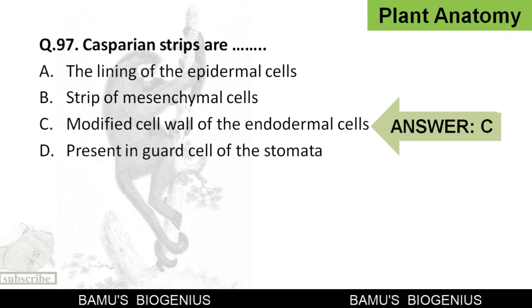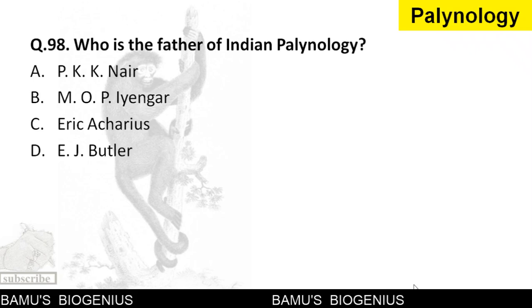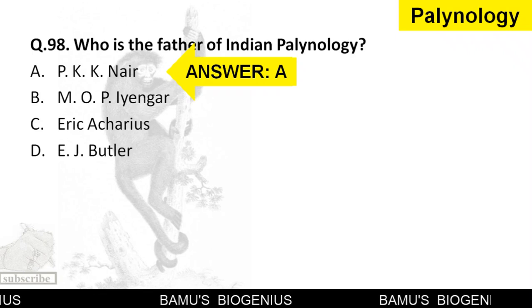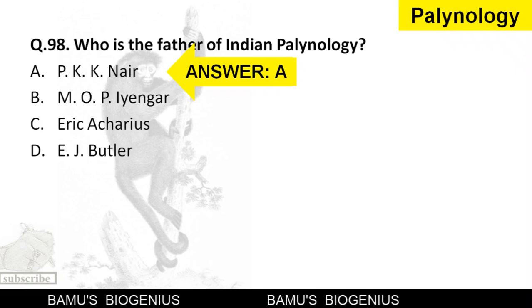And now the question number 98. Who is the father of Indian palynology? A. P.K.K. Nair, B. M.O.P. Iyengar, C. Erik Acharius, D. E.J. Butler. Well, the answer is P.K.K. Nair. Answer is A. M.O.P. Iyengar was the father of Indian algology. Erik Acharius is the father of lichenology. And E.J. Butler is the father of Indian mycology.